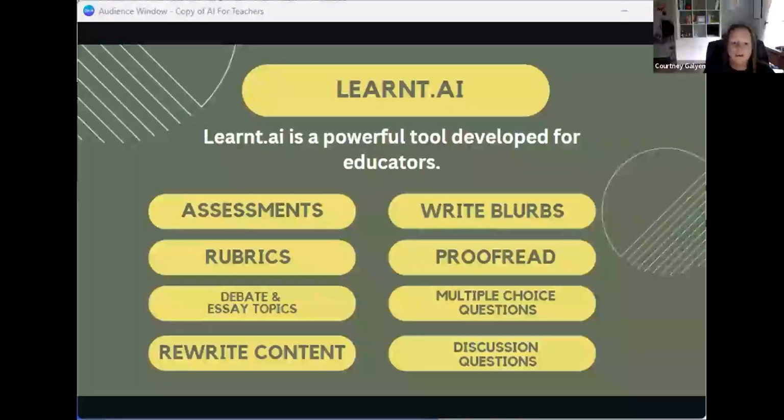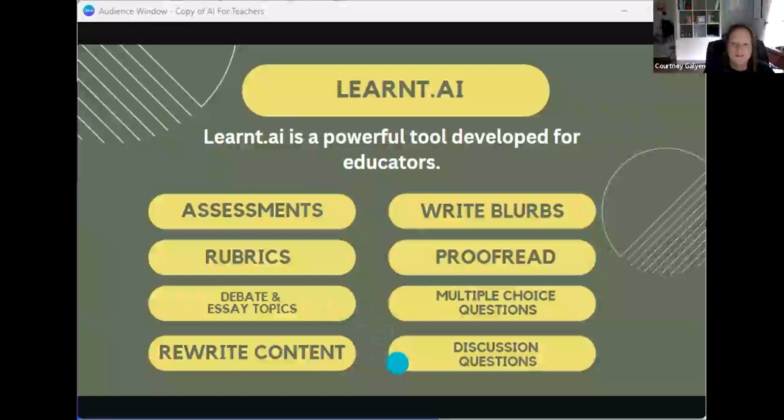So Learned AI is a very, very powerful tool that was developed specifically for educators. These are just some of the things that this program can do. It can create assessments, so tests, questions. It can create rubrics for you. I used to hate making rubrics. That was one of my least favorite things to do in education. So you can tell Learned AI about the project you're doing and say, please create a rubric for me.